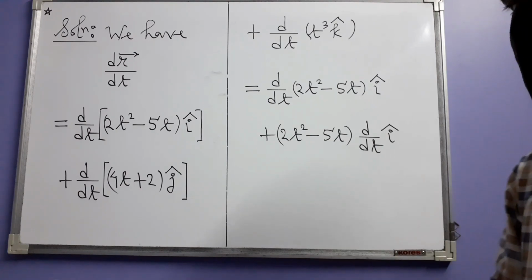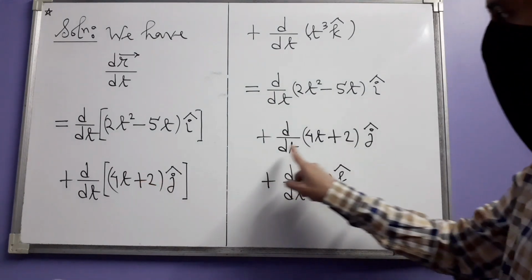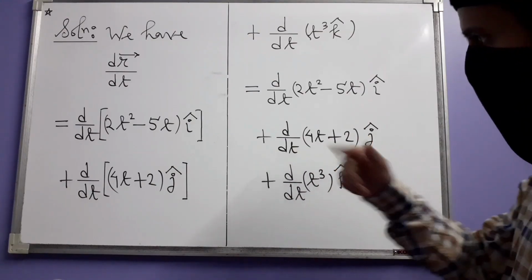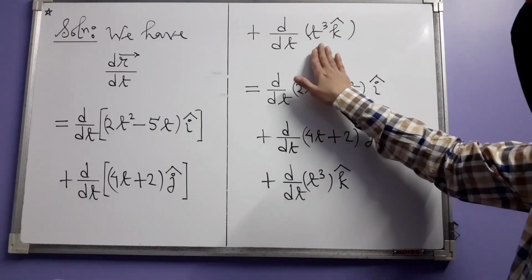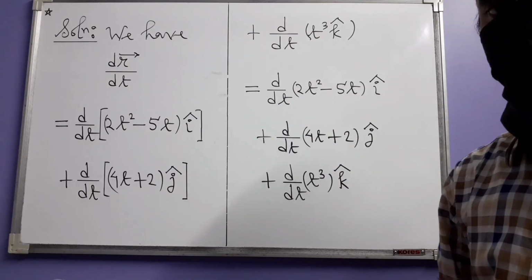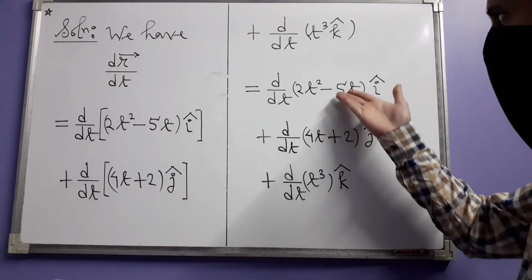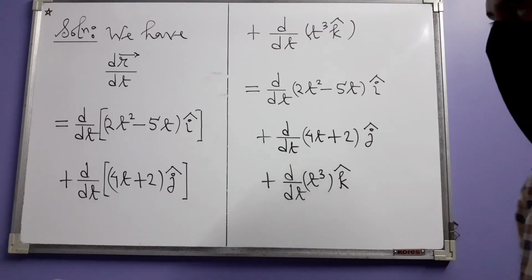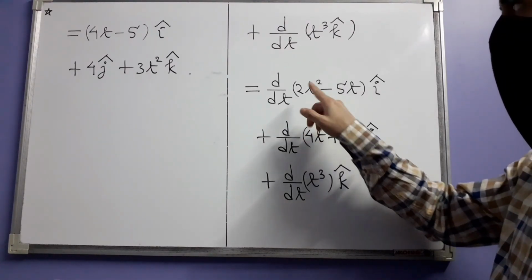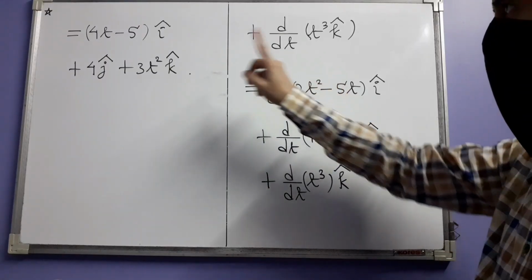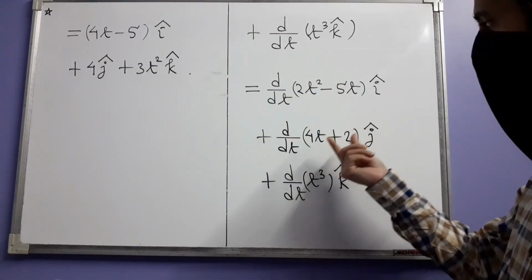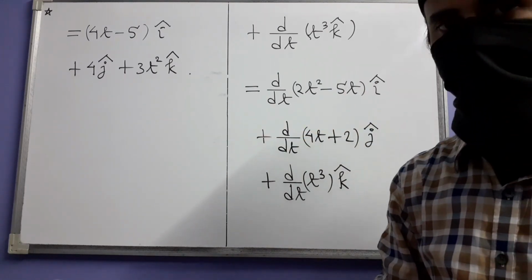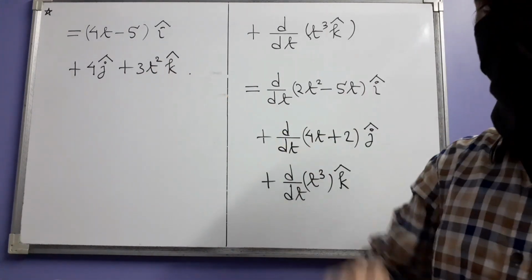this step. So that's how we next have the second term, which is the derivative of (4t plus 2) times j hat, plus the third term, the derivative of t cube times k hat. And now these are ordinary derivatives which you can calculate using calculus. Differentiating this, you get (4t minus 5) times i hat plus 4 times j hat plus 3t square times k hat. So this is your dr/dt.